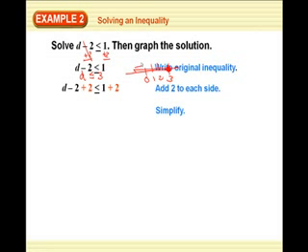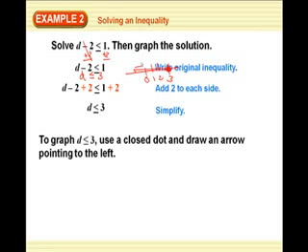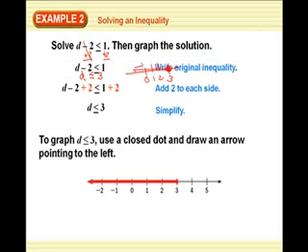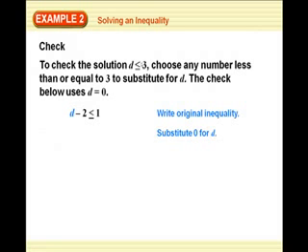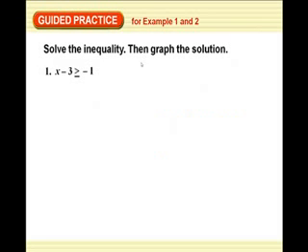So you're still solving them the same way, and then you just deal with the sign. The answer is presented differently by being able to graph it, because there's more than one answer. And then you can pick a number less than it and try it, put it into the equation, and see if it works.